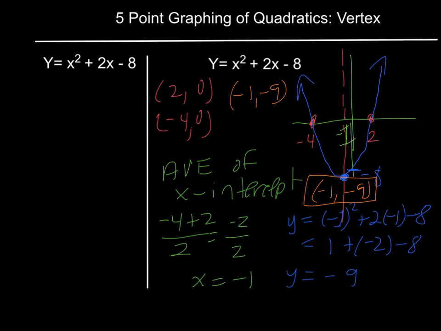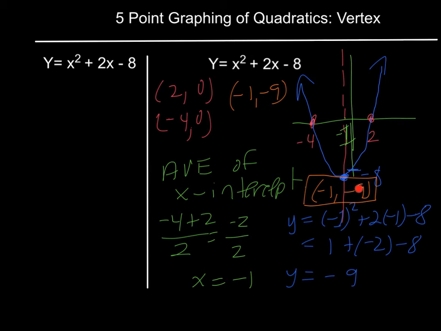Okay, so real quick how I did it is I took the average of my x-intercepts, the average of these two x values. I add them together and divided by 2. That gave me the x value of this vertex. So that -1 is that -1. And I still need to find the y value. I need to know how low this is going.